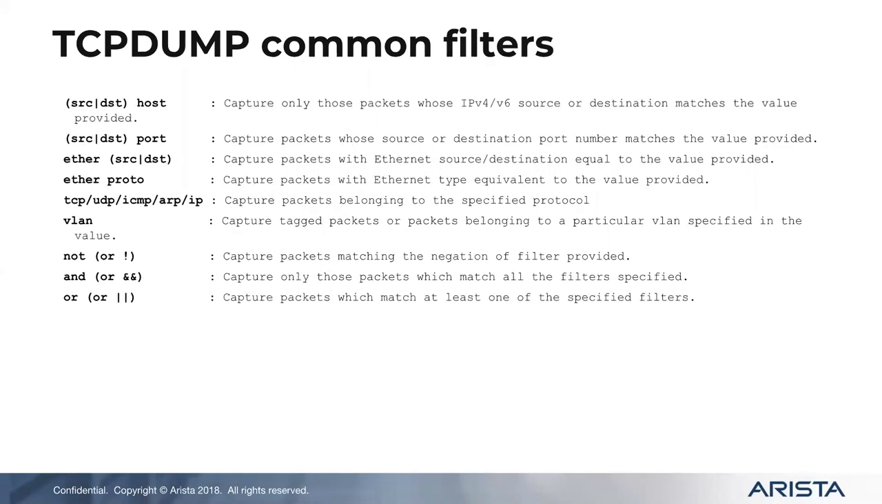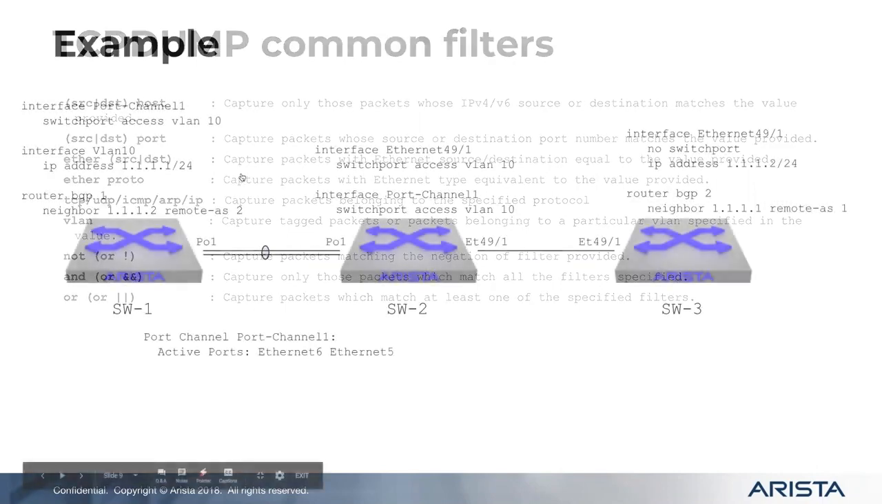Next, these are some common TCPDUMP filters. We can capture traffic sourced by a specific IP or destined towards a particular layer 4 port or a combination of both using these filters. We can get really creative about the type of traffic we want to capture by combining multiple filters using AND or OR statements.